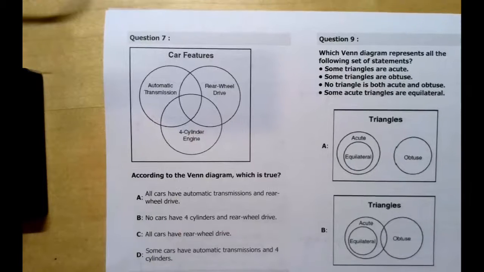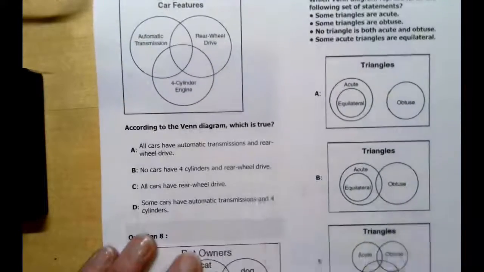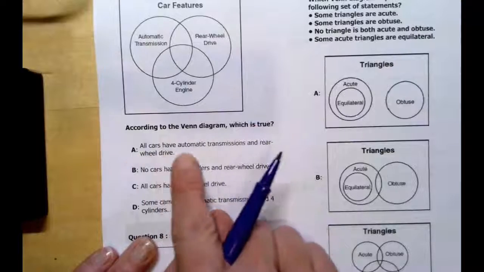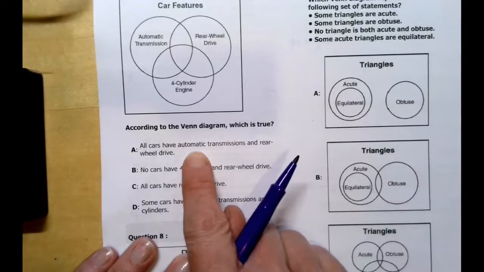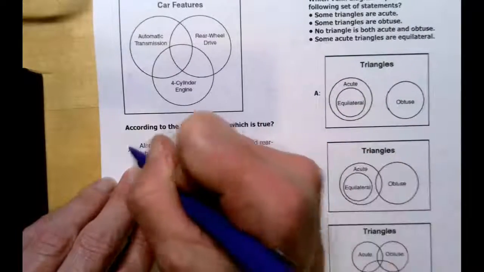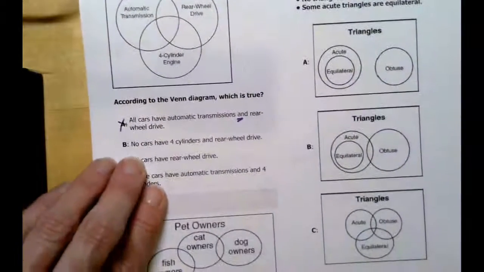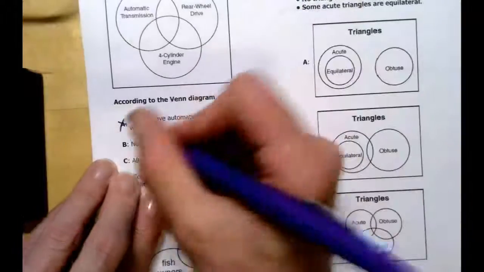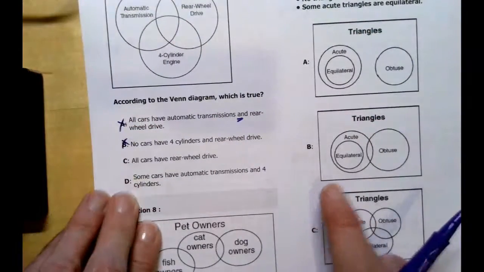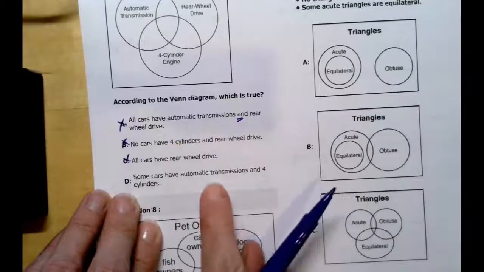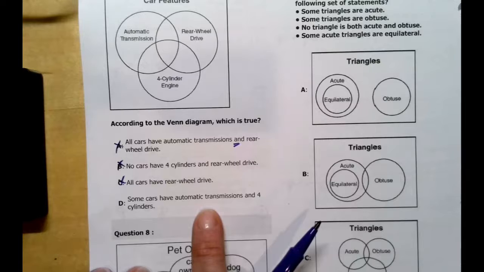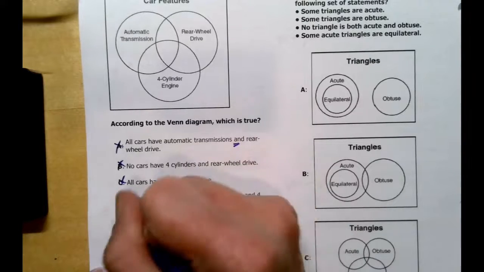So here's some Venn diagram practice. Car features: automatic, rear-wheel drive, 4-cylinder. All cars have... nope, that's not true because there are some that don't have the, so that's crossed out. No cars have... nope, that's not true because this area in between has them both. All cars have rear-wheel drive, nope. So some cars have automatic transmissions and 4 cylinders. That's going to be it.